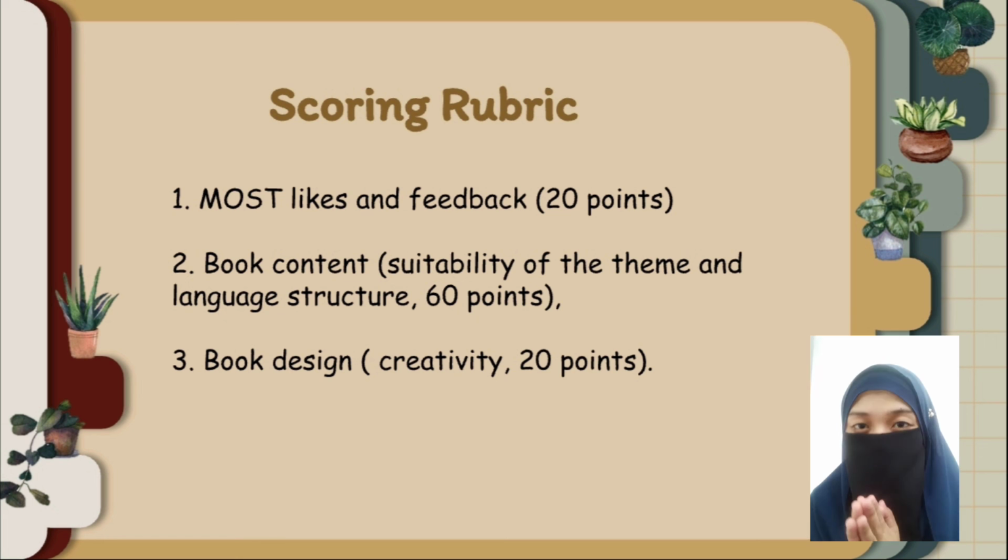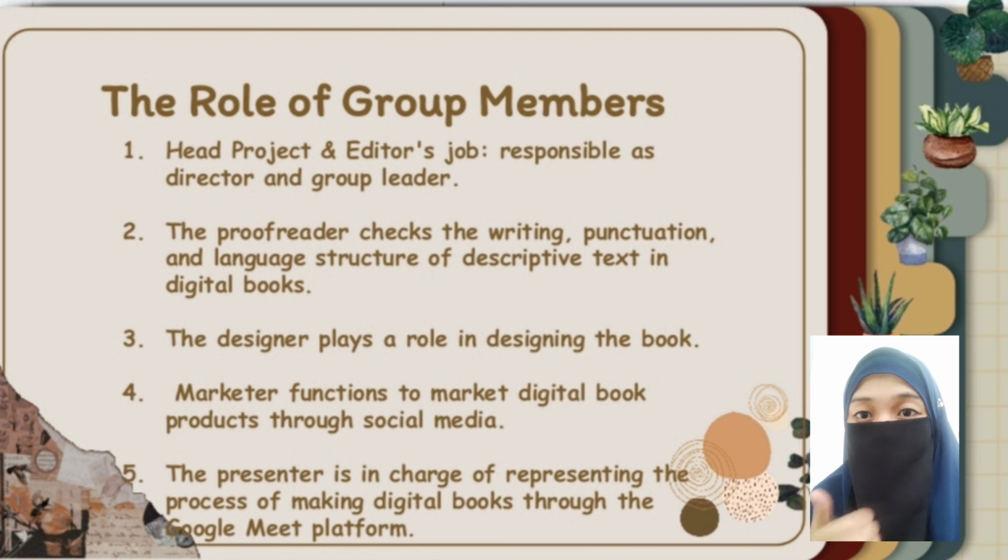Each group consists of 5 people, right? So each member of the group has a function and task in making the digital book project. Each of you is responsible for the project. I don't want you to depend on your friends. The group members have roles as head project and editor, proofreader, designer, marketer, and presenter. The results of your assessment will be announced at the next meeting via Google Meet.